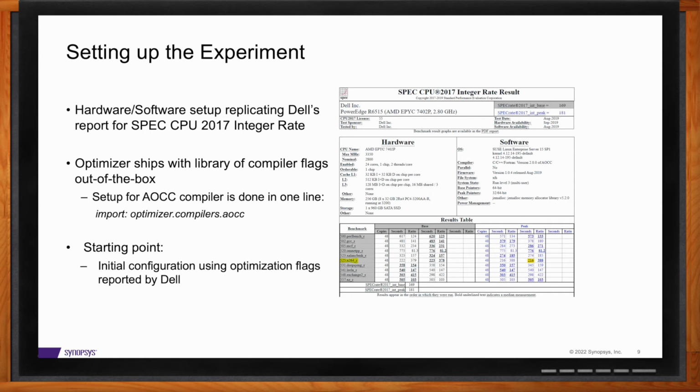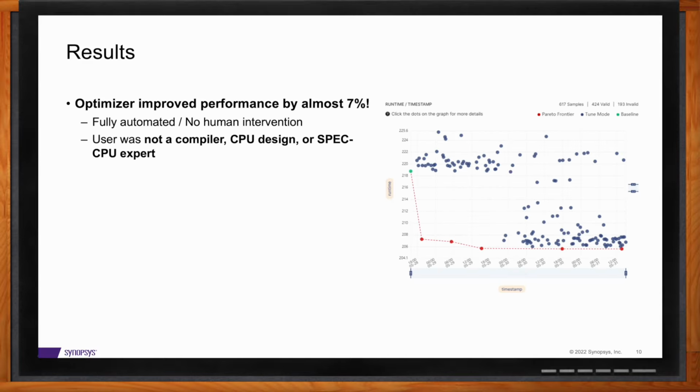So, what was the outcome of the experiment, Nozar? Well, it was pretty amazing. This tool, essentially, in a nutshell, was able to beat the experts' results by 7%. That's the most impressive. In this case, we had an engineer that was not a compiler expert. He was not a CPU design engineer, and certainly not a SPEC-CPU expert. A few hours of work to set up the experiments and get it running. And then the tool is fully automated.